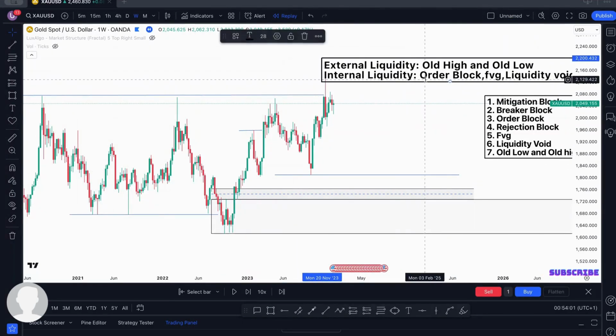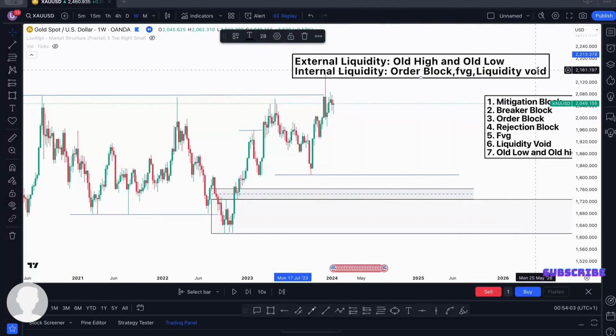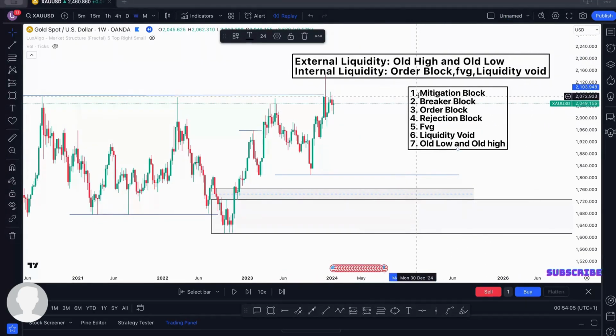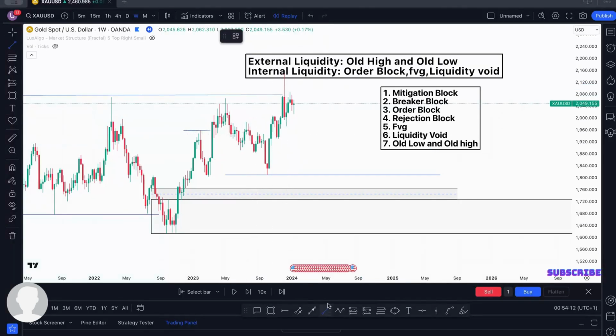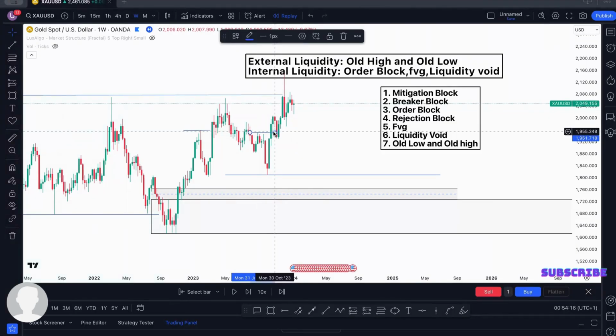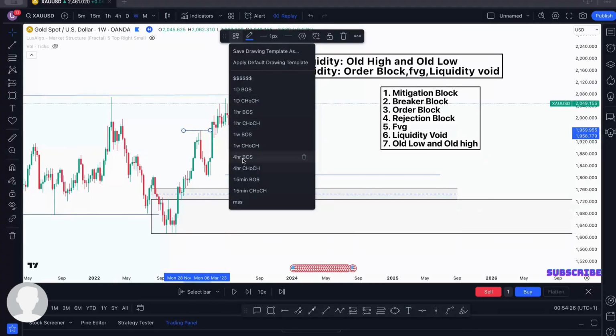Don't forget internal liquidities are order block, fair value gap, liquidity void, and also you can look for other reference points around here. You can see that market, to continue the trend, there was a shift in market structure here. Market came back to take out as a form of breaker block to take out the external swing point. Don't forget, this is the highest point of 1 week. Can you see it? A break of structure on 1 week.